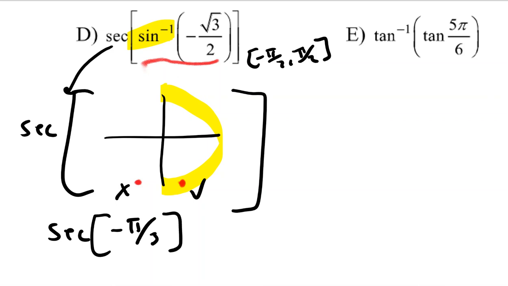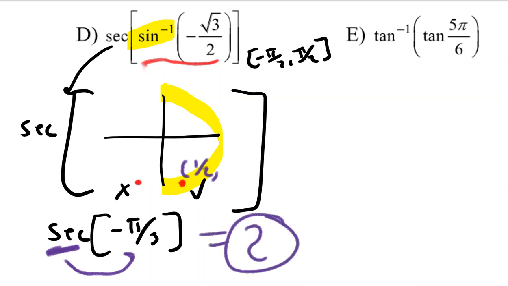Now to finish this question, now I can worry about the outside part. I just want to know what's the secant at that spot. Well, secant's the reciprocal of cosine, and at negative pi over 3, cosine is a half, so secant should be 2. So the final answer to that is 2.